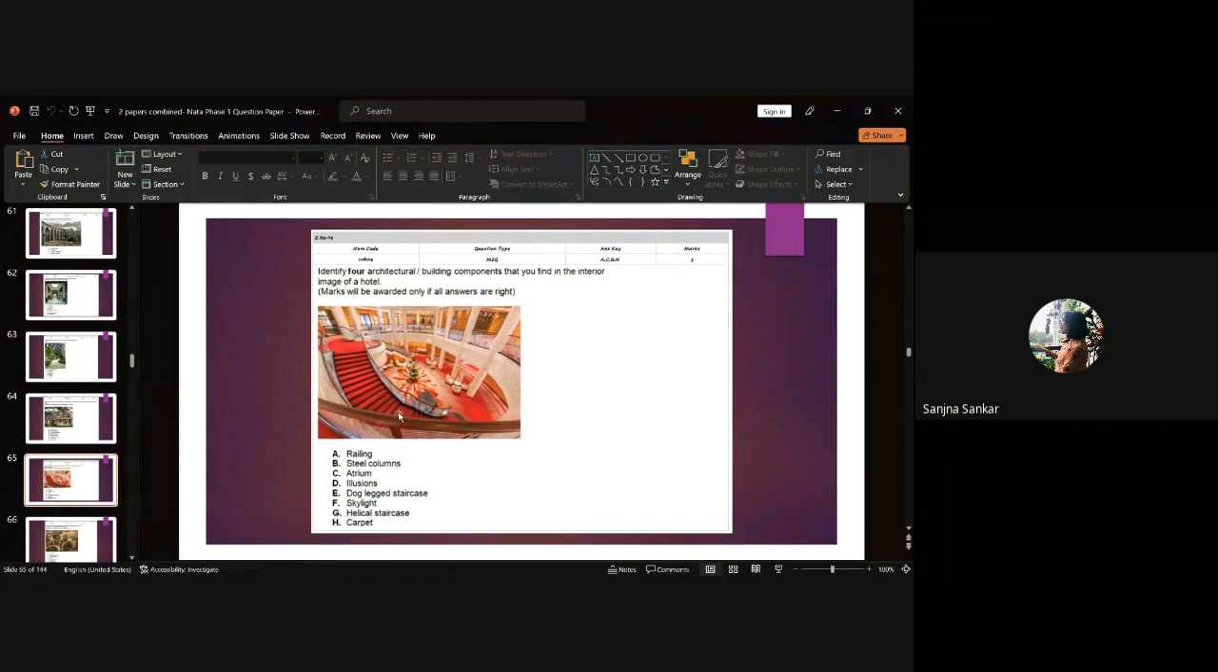So option A, railing. Option C, atrium. Option G, helical staircase. Option H, carpet.